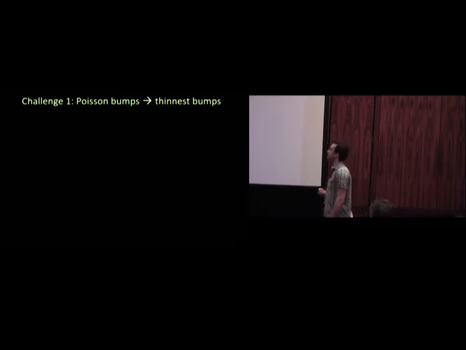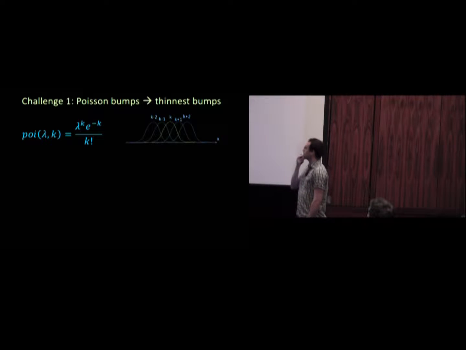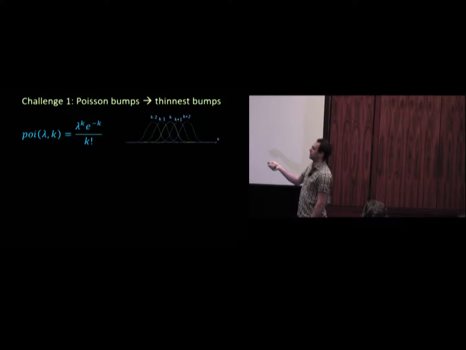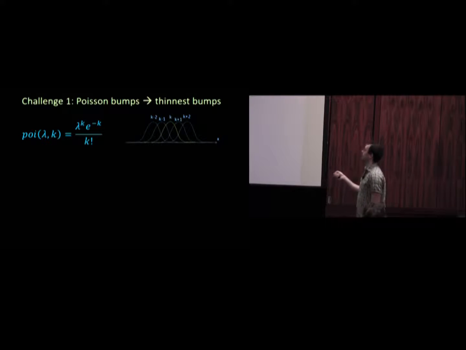Okay, so challenge number 1. I'll present the challenge first, and then some of the motivation from this paper. So, Poisson PDF: the probability that a Poisson distribution with parameter lambda is seen exactly k times. It's this expression. And we can plot this as a function of x, I guess lambda has now become x, for a fixed value of k, and you get these things that look like bumps. So we'll refer to these as Poisson bumps.